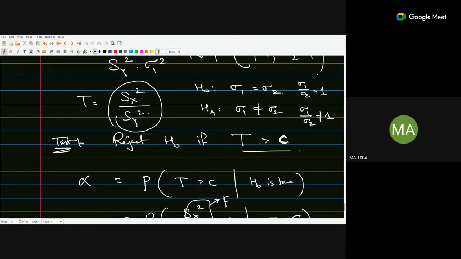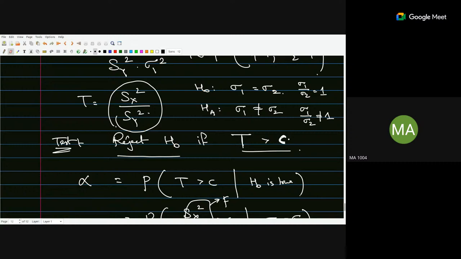Right? Both cases are possible. Except that equal to 1, both the cases are possible. So that means I should reject H naught if my test statistic goes far from 1 on the right side or goes far from the left side.